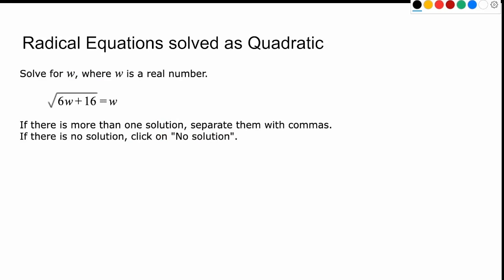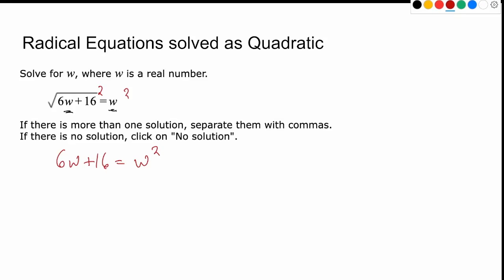Now we have a radical equation that can be solved as a quadratic. And while we don't see a quadratic here yet, if we're going to be able to solve this equation, there's a w out here and there's a w inside. What we're going to do to solve this, the trick we'll use, is we will square both sides. Because if you square a square root, the square root and the square cancel. So we get 6w plus 16 equals w squared.